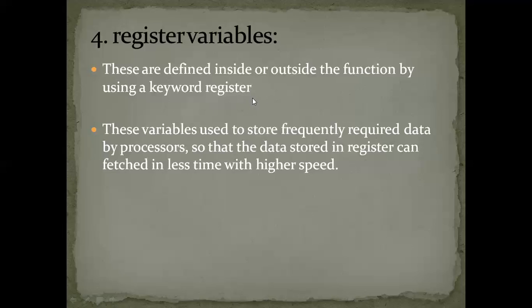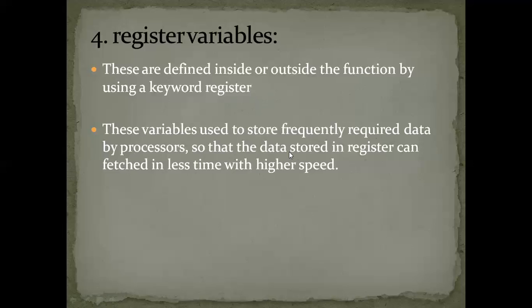For a static variable we use static. For a register variable we use register. So these variables are used to store frequently required data by the processor so that the data stored in the register can be fetched in less time with a higher speed. So you know what the importance of the register is.